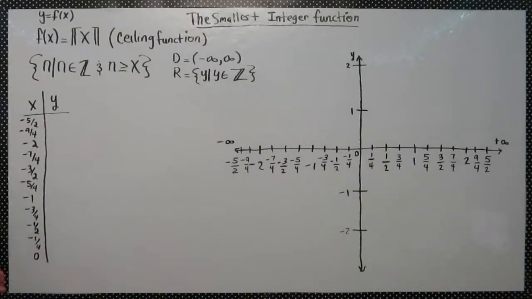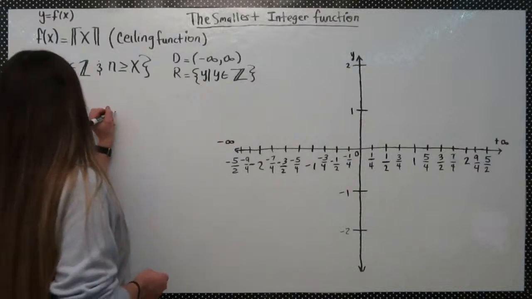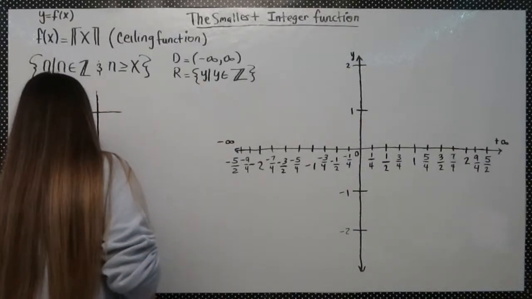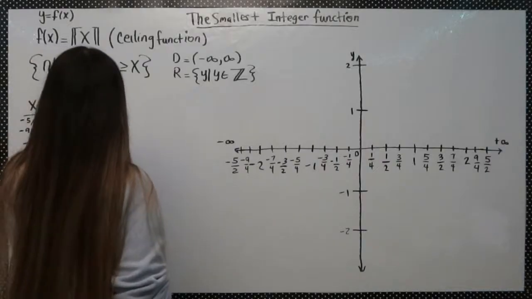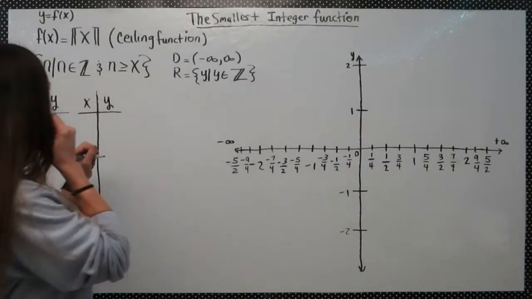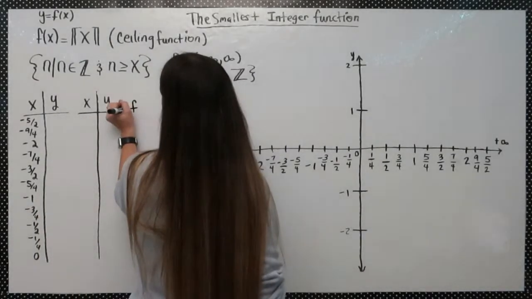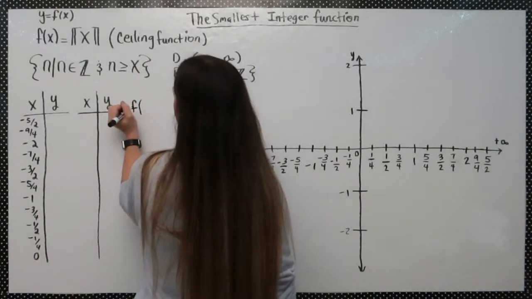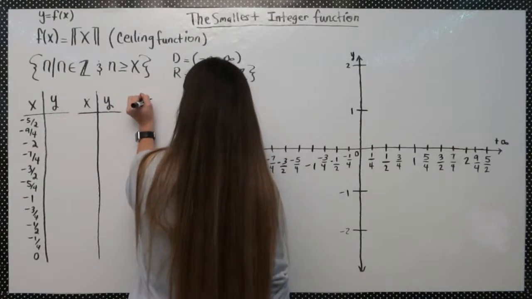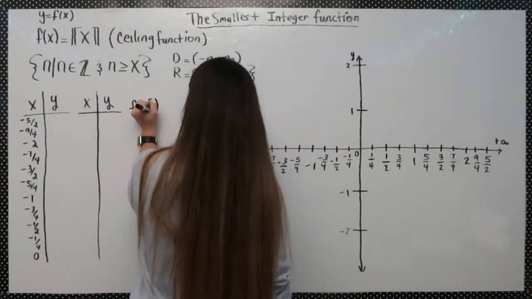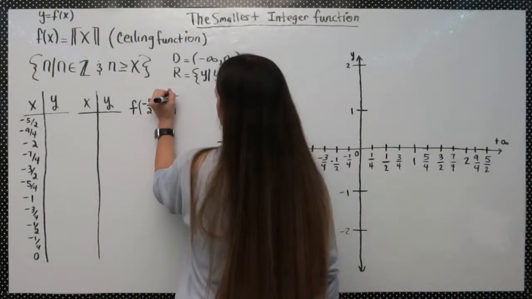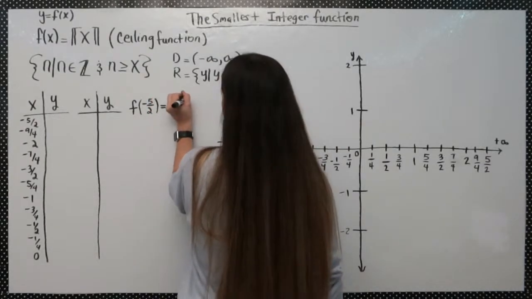Okay. And we'll need one more table, but we're not going to worry about that. We'll just do the left hand first. So x, comma y, and we'll start evaluating this function. So we'll first couple, we'll kind of put in here. And so we've got f of negative 5 halves. And so we'll plug it into this ceiling function, negative 5 halves.